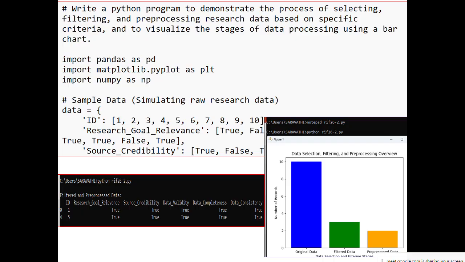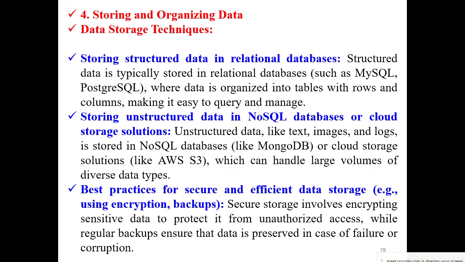And in the x-axis we have original data, filtered data, and pre-processed data. And on the y-axis we have the number of records and data selection, filtering, and pre-processing overview. So this is about the third topic. The last but one topic: storing and organization of data.